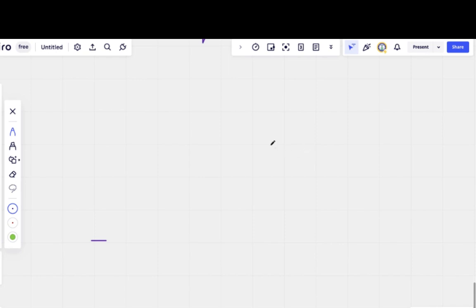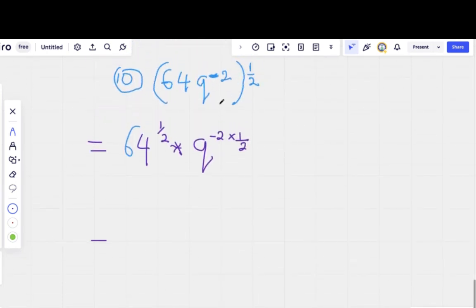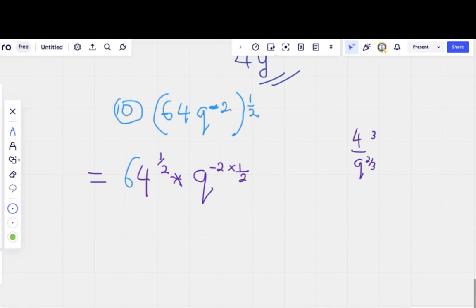You finish? Yes. 4 over q to the power of 2 over 3. Really? I don't know, I think. Okay, let's see. Is it 3 or 2? Never mind, I'm going to redo it. I thought it was 1 over 3. Let me check the question. Yeah, it's 1 over 2.